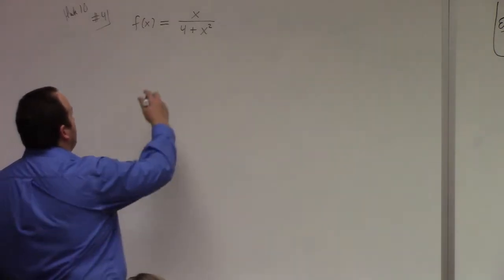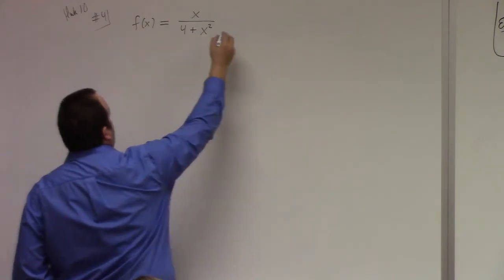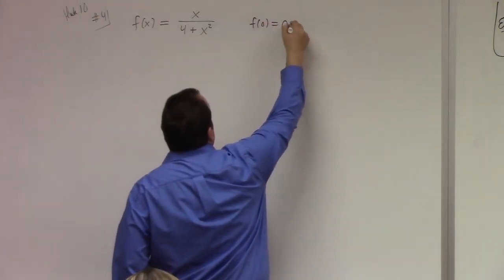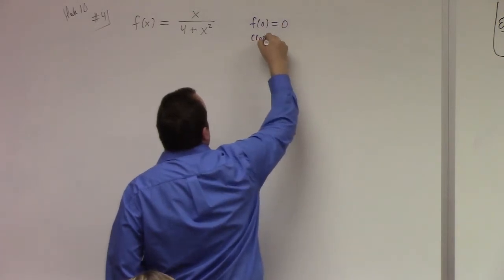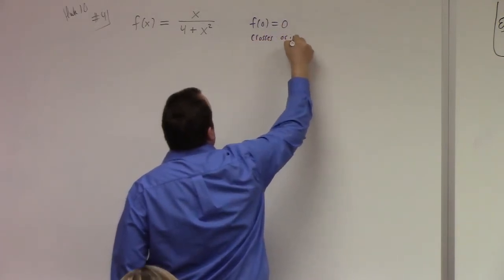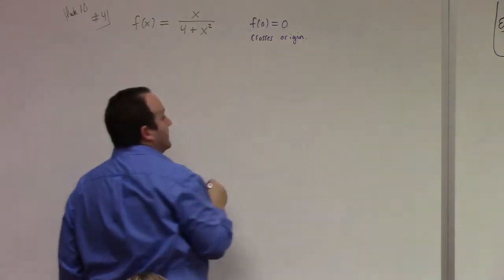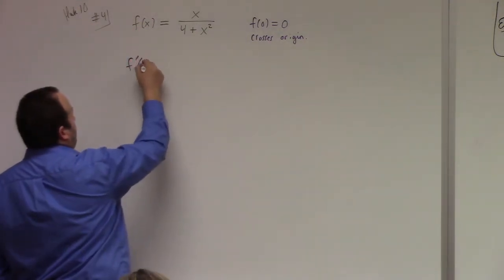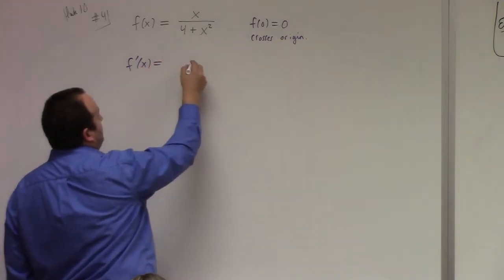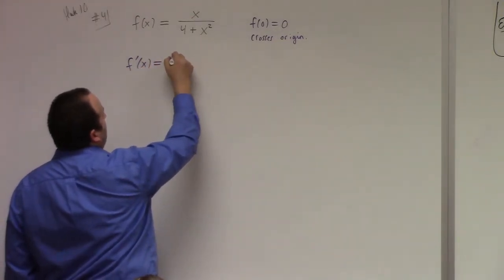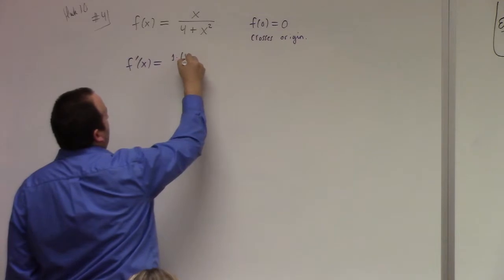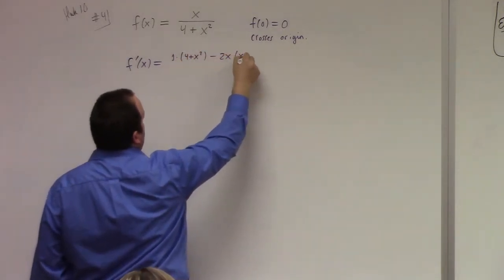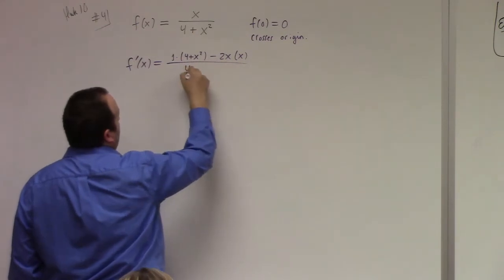Yeah, I think finding the derivative is a good idea. One thing I would observe is, well, f of 0 is equal to 0, so it crosses the origin, right? There's some low-hanging fruit I can see from the formula right off. Calculate the derivative, I like that. F prime of x is what? It's 1 times 4 plus x squared minus 2x times x, divided by 4 plus x squared.